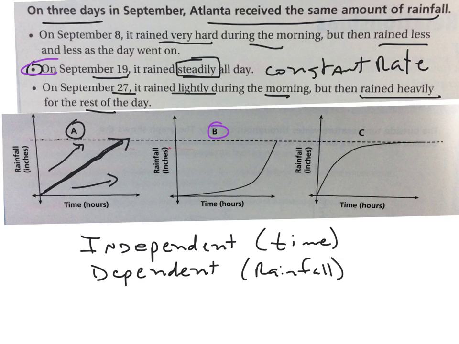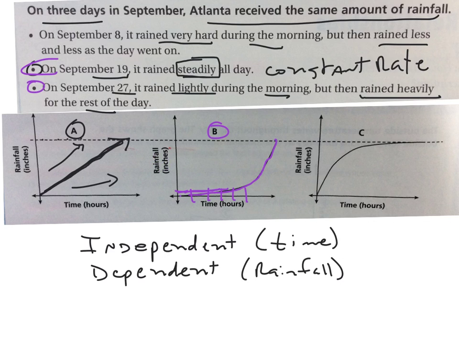Now on B, notice the amount of rainfall. This is the amount of rainfall right here. The amount of rainfall is very little. So very little rainfall. Then all of a sudden, let's say 1, 2, 3, 4, as the day continues, notice how the amount of rainfall starts to increase and then really starts to grow. That one is the third one. So it rained lightly during the day and then increased heavily in the evening.